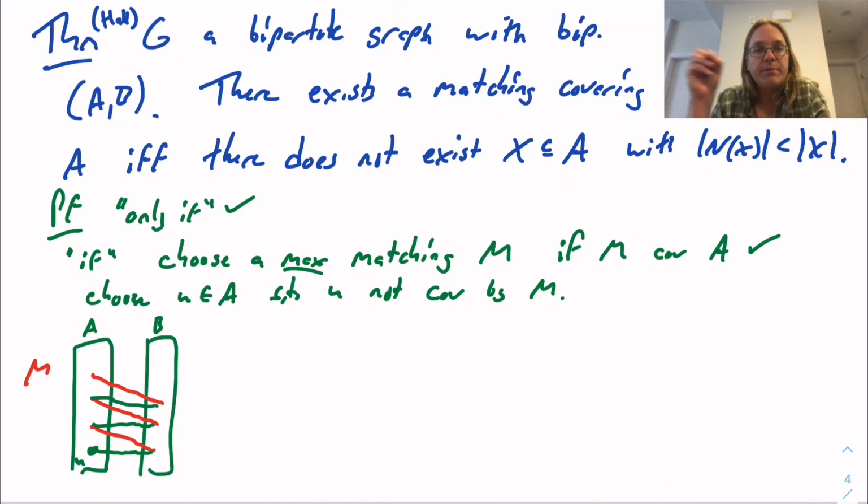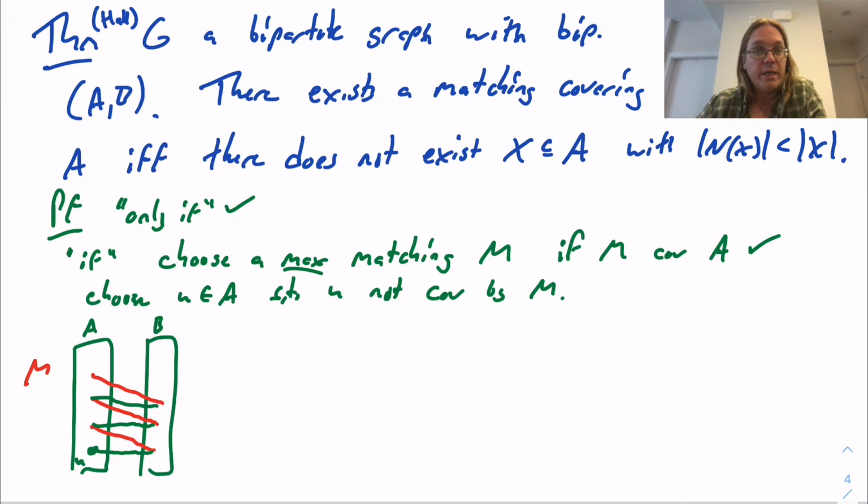So what you can see in this alternating path is that every time I'm going from A to B, I'm going on an edge that's not in the matching. And every time I'm going from B back to A, I'm going along an edge that is in the matching. That's just by parity here. As we walk, we alternate between A and B, and as you walk along edges, you're alternating between edges that are in the matching and edges that are not.